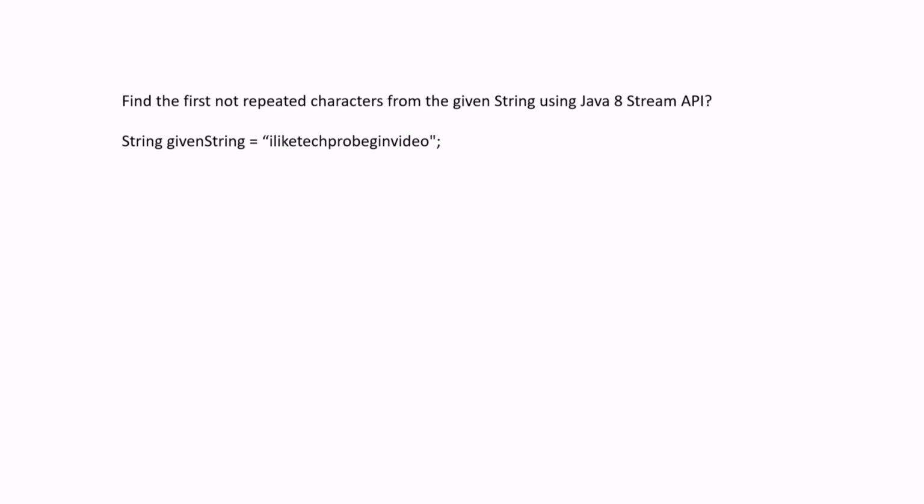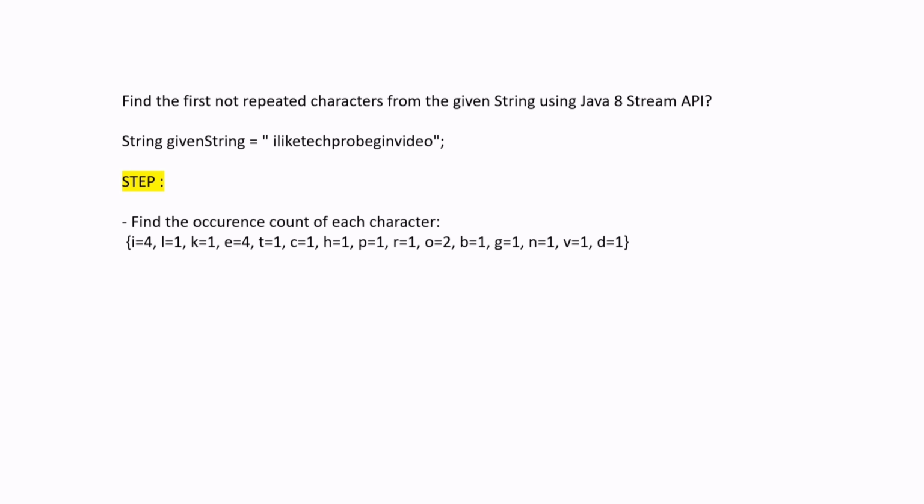Let's see step by step in the presentation. First we need to find the occurrence of each character like this. So I is available 4 times, L is available 1 time, K, and the third element I already found as part of the first character, so no need to calculate again.